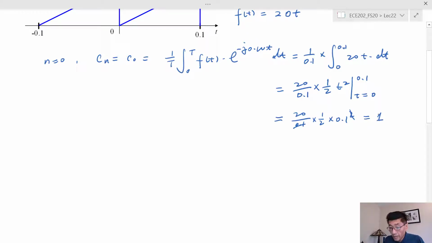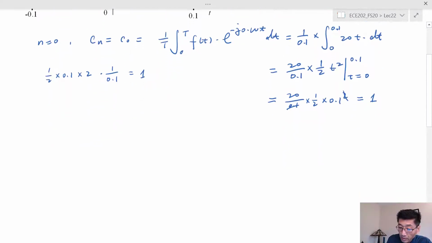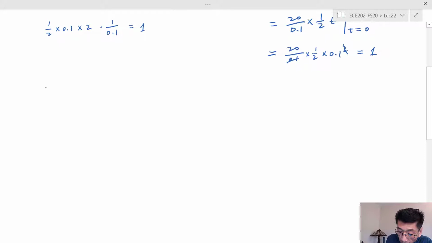Also, if you look at the waveform itself, if you try to find the area underneath this, you get a half times 0.1 times 2, and that's the area. Then you divide this by 0.1, so therefore you get a 1 there. So this is another way of checking this c0. Let's see cn. cn is more interesting.